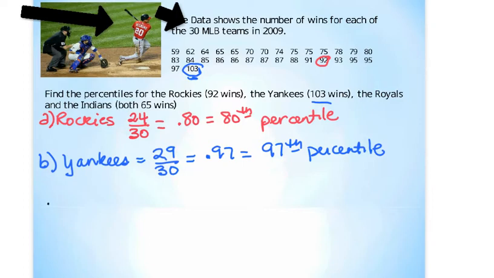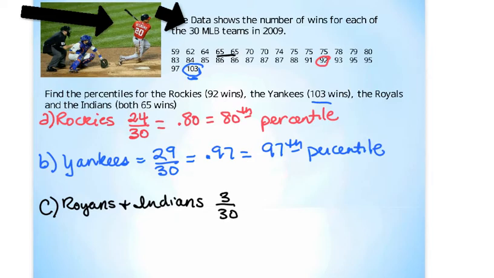All right, and then the last one is kind of two parts. The Royals and the Indians both have 65 wins. Well, we want to see where 65 is. Right here. There are only 3 below. So the Royals and Indians, who have vastly improved since this year, had 3 out of 30, which is 0.10, which is the 10th percentile. So they fell within the 10th percentile. 90% of the teams scored more than they did.